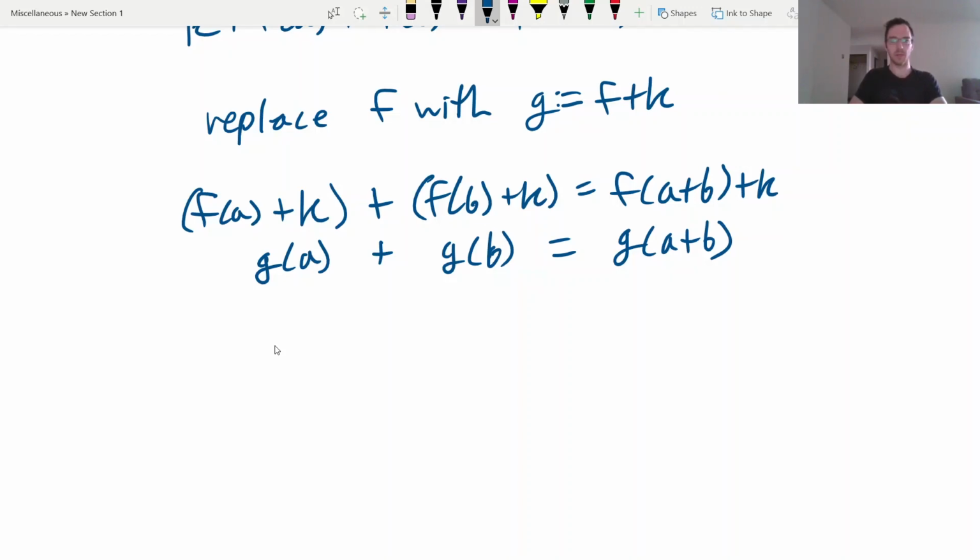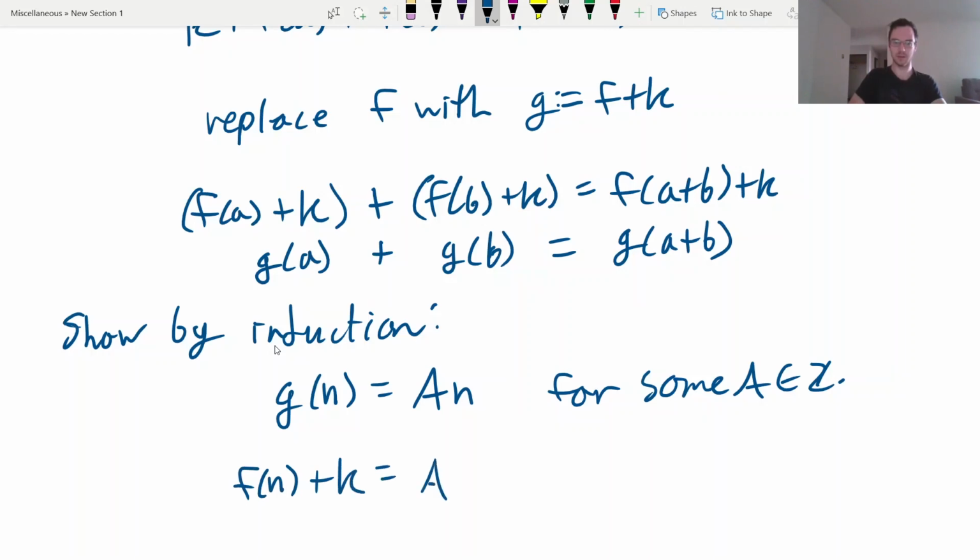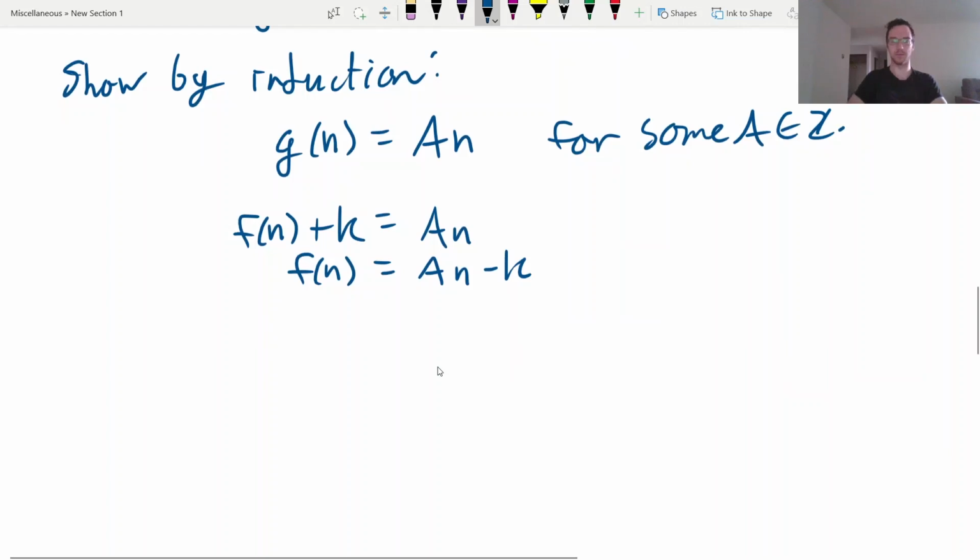So it's actually possible to show by induction that g(n) is equal to some constant a times n for some a. And now unraveling the definition, we see that f(n) plus k is equal to a times n, or f(n) equals an minus k. All right, so we've actually shown that f has to be affine linear. The only thing remaining to do is to show what constraints are on these constants, if any.